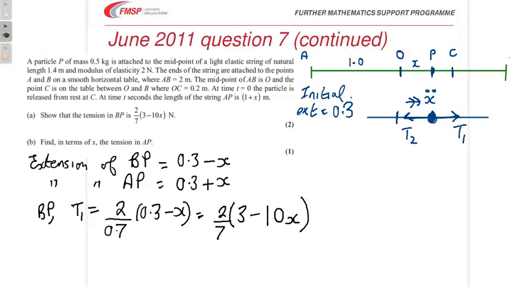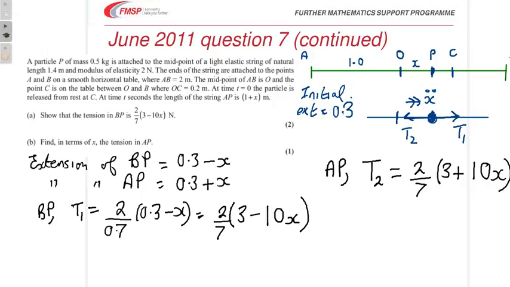Well, working it out in exactly the same way, from the extension of AP, T2 works out to be, and you can verify this, 2/0.7, or 2/7, into (3 plus 10x). Very similar working, almost identical, to get the tension in the BP portion. So now we're all set up to carry on and get into the SHM part. Let's do that.